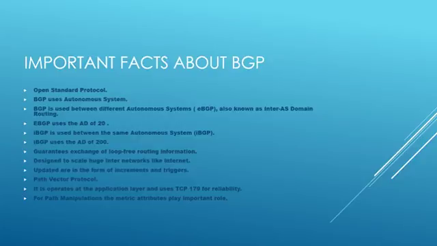It operates at the application layer and it uses TCP 179 for reliability. For path manipulations, the metric attributes play an important role. One of the metrics is basically weight. That plays an important role. And there are many other attributes that we will come across in our examples, and I'll be introducing them as we go along.